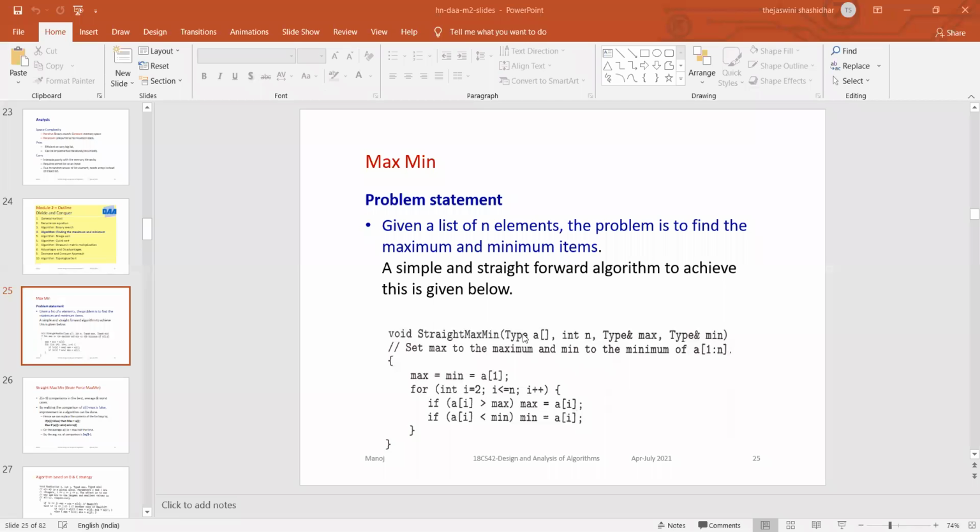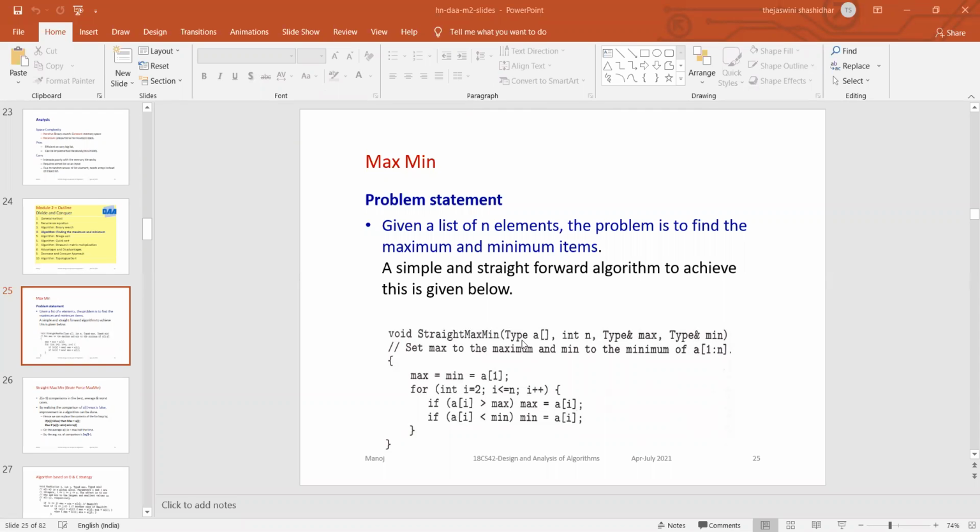These are the input parameters. The input parameters are type A, an array of so many elements, and n, the number of elements in the array. A is the array, n is the number of elements in the array. And what is the output? You have to find the minimum element and the maximum element. That's why you give type ampersand, because these parameters are used as the output parameters.